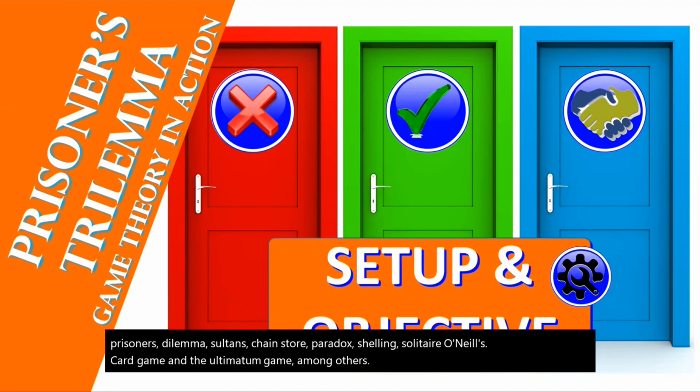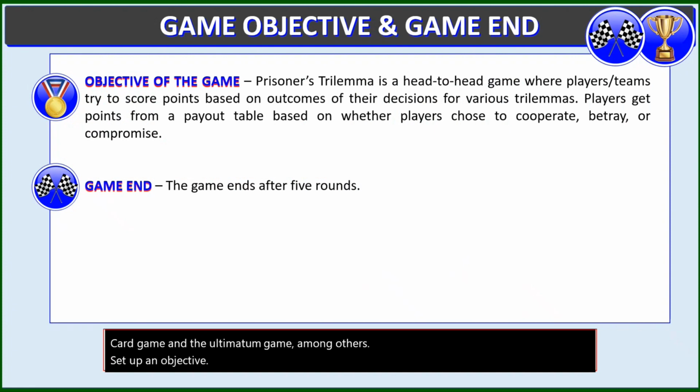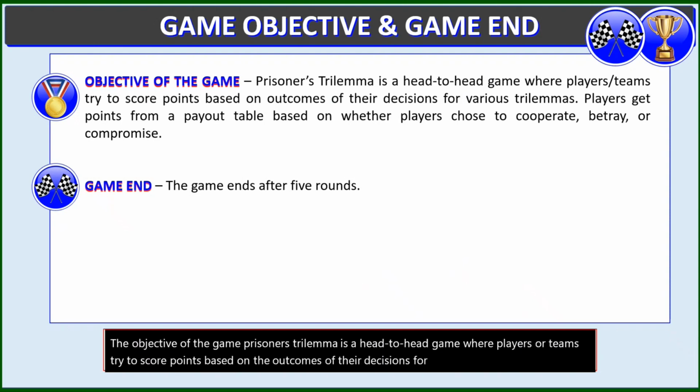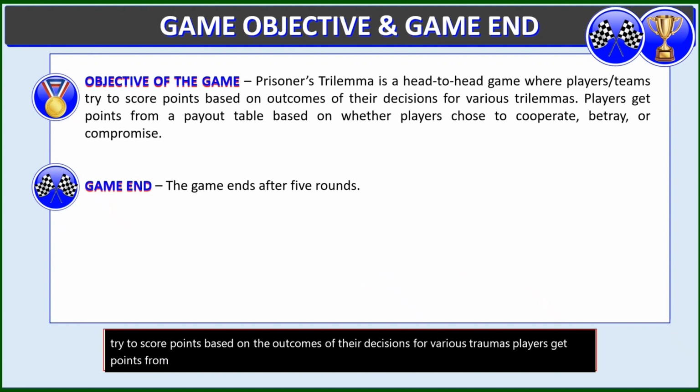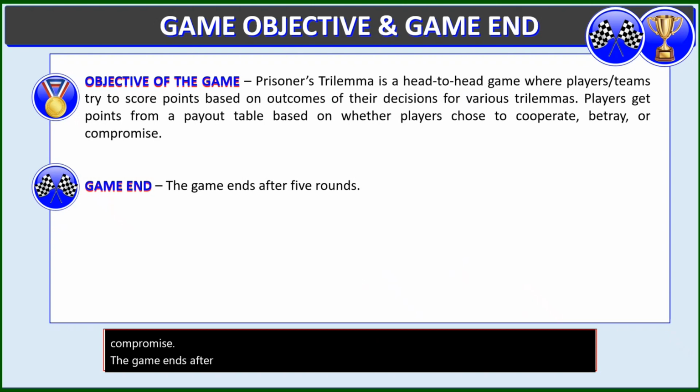Setup and objective. The objective of the game. Prisoner's Trilemma is a head-to-head game where players or teams try to score points based on the outcomes of their decisions for various trilemmas. Players get points from a payout table based on whether players choose to cooperate, betray, or compromise. The game ends after 5 rounds.